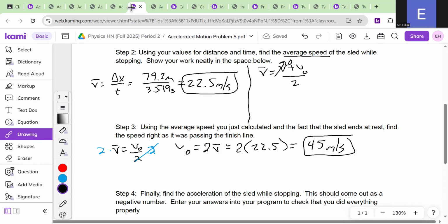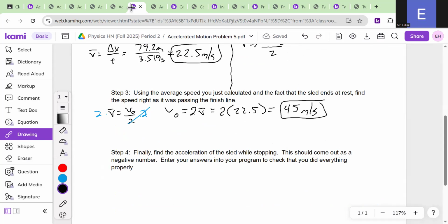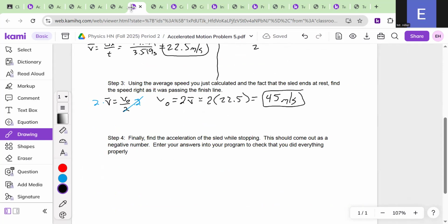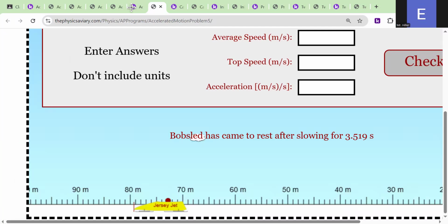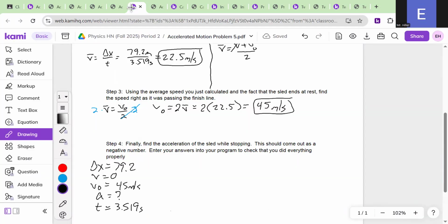So I got my average, I got my top speed, and now lastly, I'm going to find the acceleration. It's going to be negative, but I'm going to go ahead and find that. Since I've got a displacement of 79.2, my V is 0, and my V naught is, what was my V naught? Oh, 45, I just found it. My acceleration is what I'm looking for, and my time was 3.519 seconds. Let me just check that real quick. Yes.